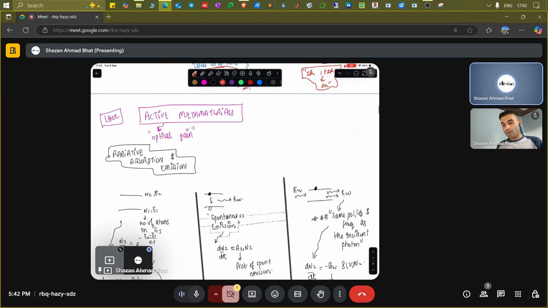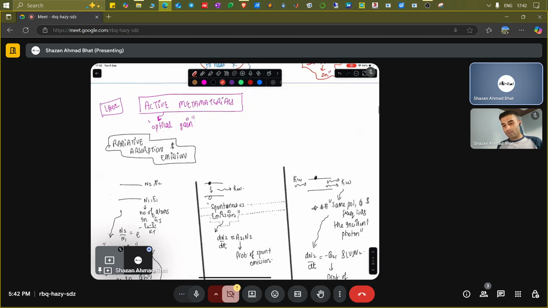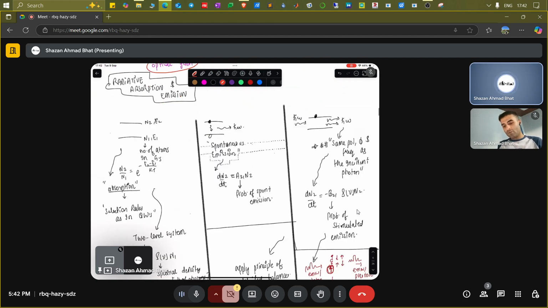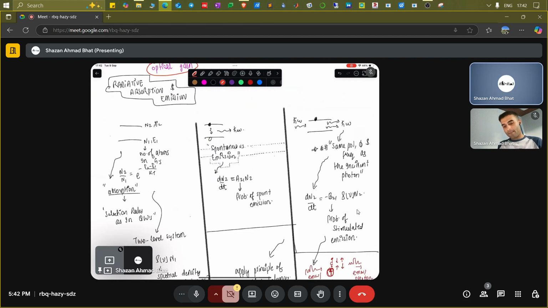Now, what we talk about is the active metamaterials. In active metamaterials, you have the optical gain, and you talk about three processes. You talk about absorption, you talk about spontaneous emission, and you talk about stimulated emission.